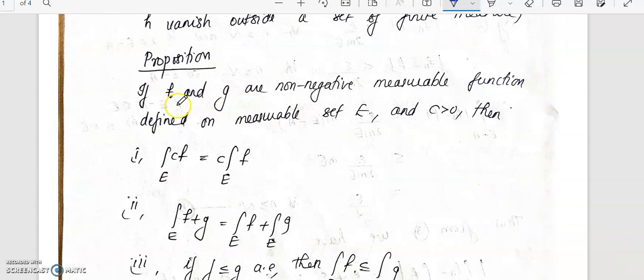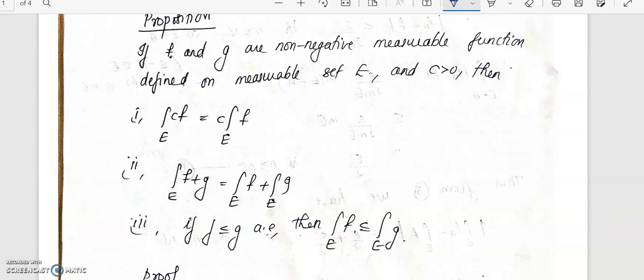The proposition states that if f and g are non-negative measurable functions defined on a set E, and if c is greater than 0, then the integral over E of cf is equal to c times the integral of f. അതുപോലെ the integral of f plus g is equal to the integral of f plus the integral of g, and if f is less than or equal to g almost everywhere, then the integral of f will be less than or equal to the integral of g.